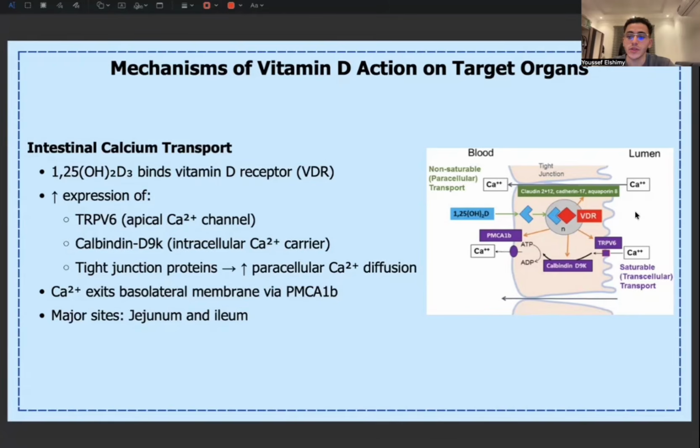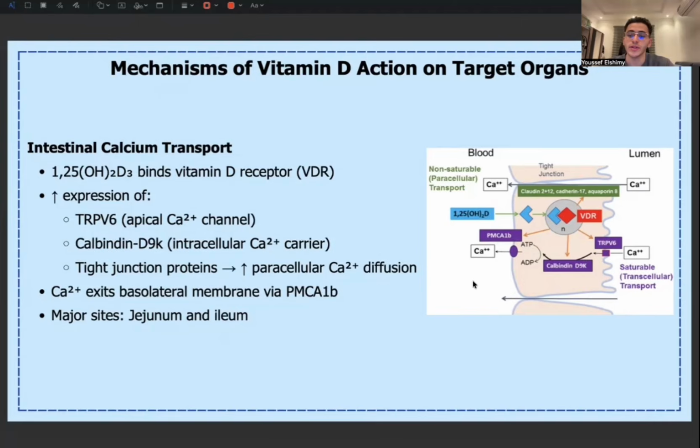So let me repeat. The active form of vitamin D binds to VDR. This leads to expression of channels and co-transporters in order to favor calcium absorption. More tight junction proteins are available, which favors calcium diffusion paracellularly. Then we have the TRPV6 apical channel, through which calcium enters and binds to calbindin D9K, and exits the enterocyte into the blood by the PMCA1B. Okay?